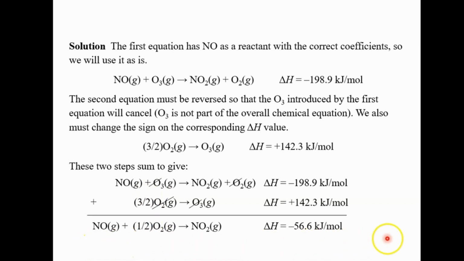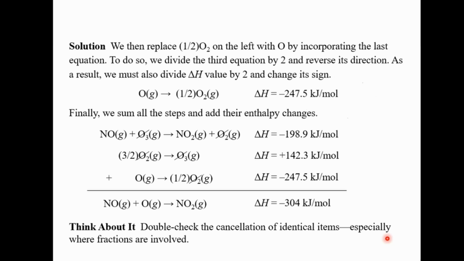And now we have this overall equation. So then we need to deal with that. We take that last equation, so we divide the third equation by 2 and reverse its direction. As a result, we must divide the change in enthalpy by 2. And finally, we get the sum of all the steps, and we're able to add them together, and this is what we finally end up with. Think about it. Double check it. Any questions?